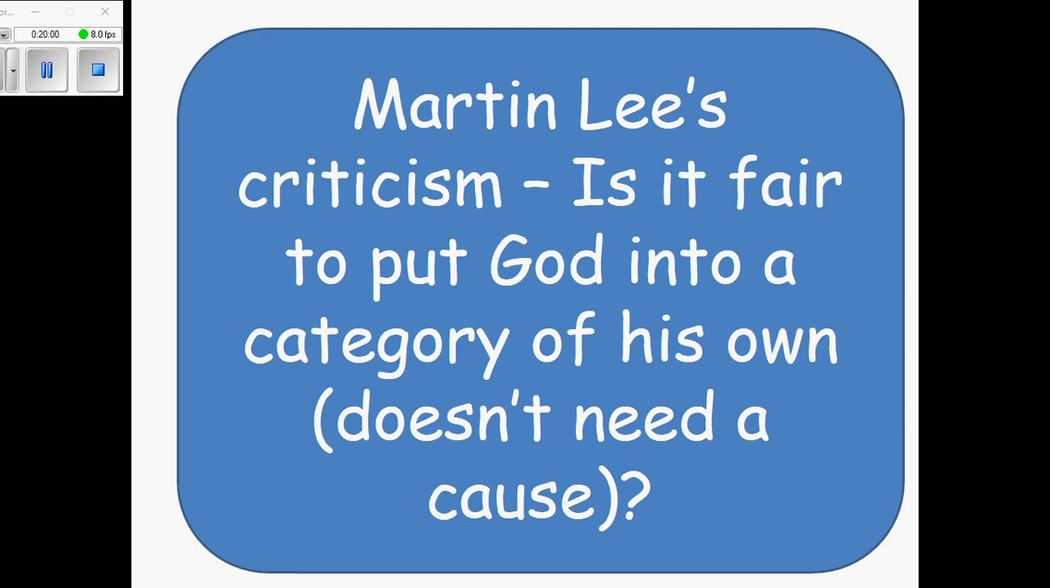So Martin Lee's criticism says it's not fair to say that everything in the universe needs a cause, but then God doesn't. That's not fair. You can't do that. You can't say that God is special and outside of the first premise.